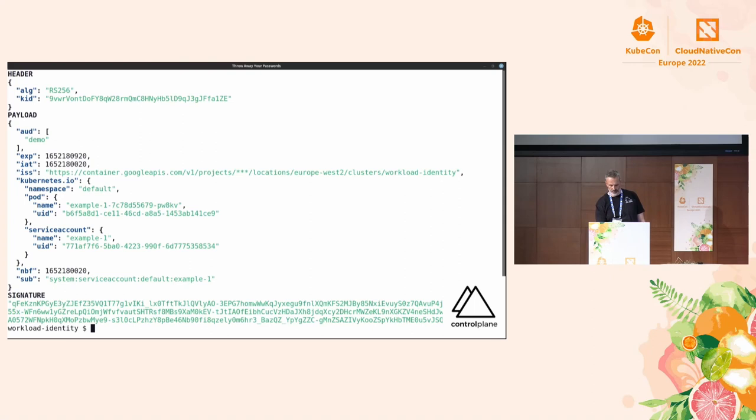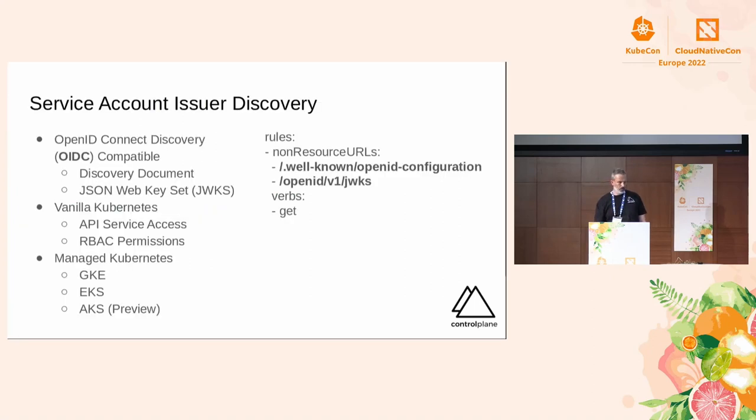So we'll go back to the previous slide. So with that issuer field, you can append this well-known suffix onto there, and that will give you the discovery document. And from that, we can extract the URL to get the JSON web key set, which allows us to validate the signature. And then we know it's a valid token, and then we can trust the claims that are encoded in that token.